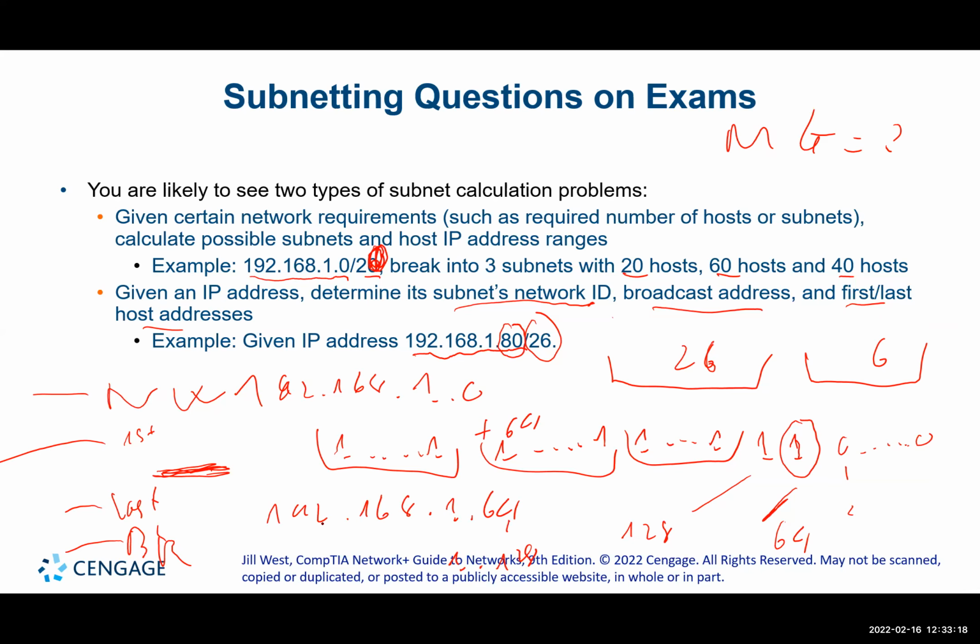So now we know that 192.168.1.64 here is a network address. Makes sense? Okay. Now let me give you an example to make it easy for you to follow. 192.168.1.80 /26. And you know that the magic number here, we get 64 already, right?